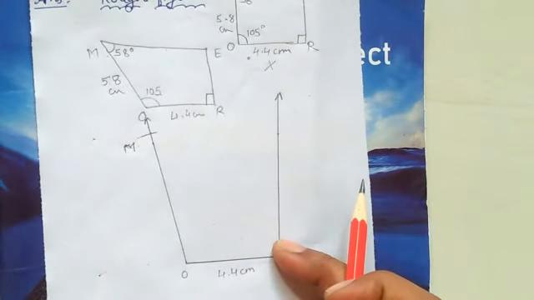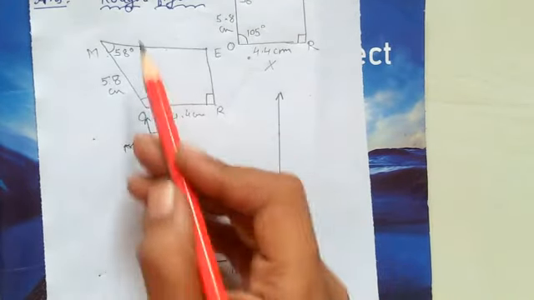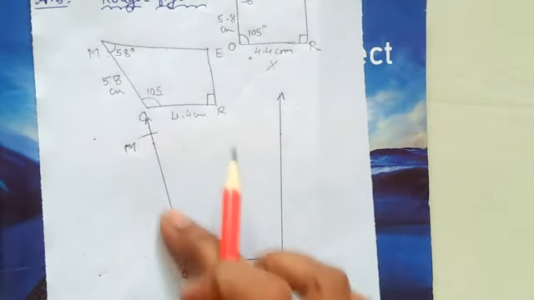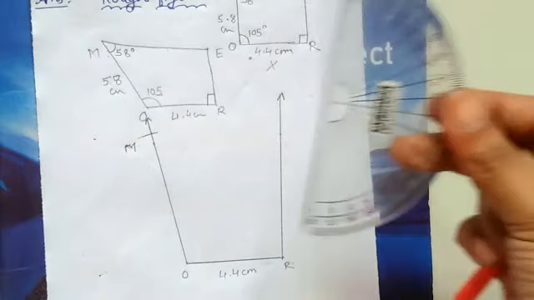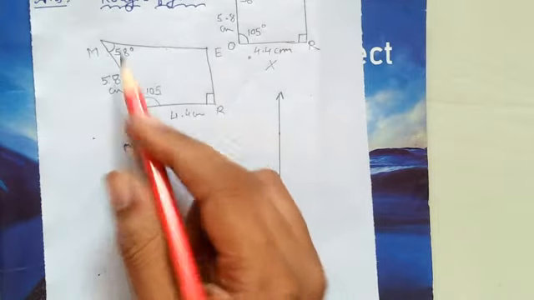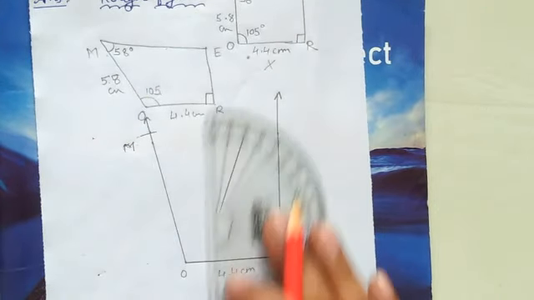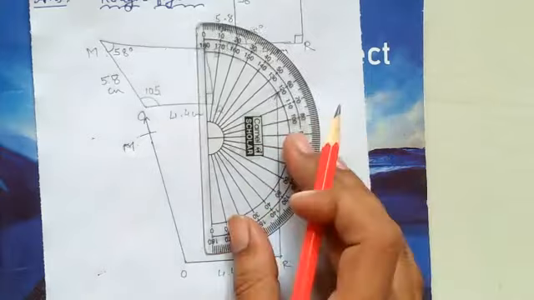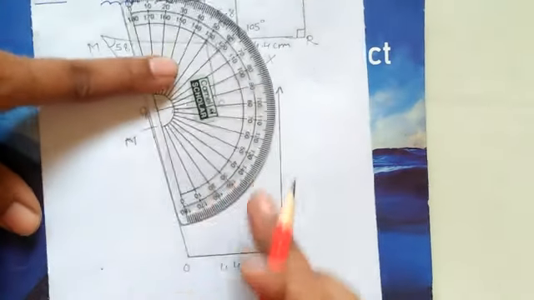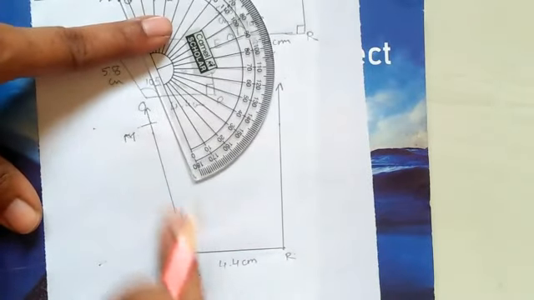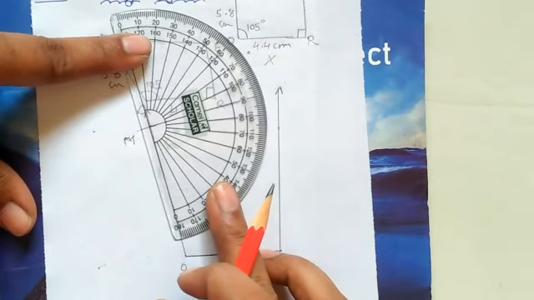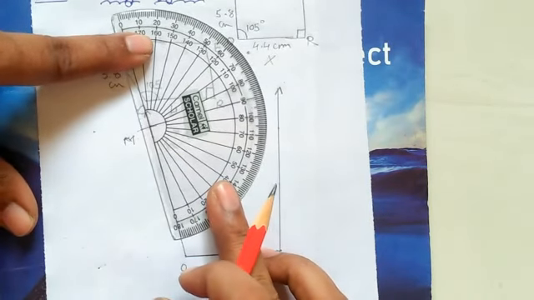Now we have points M, O, R, but we don't know where E is lying on this line. So for that, how can we find it? We know the measurement of angle M is 58 degrees. So we have this baseline, and with the help of the protractor we can draw the angle. Now this M is the vertex of angle M. So we can put the center of the protractor over the vertex and the baseline over this line, with the arm of the angle along the baseline of the protractor. Got it, students?